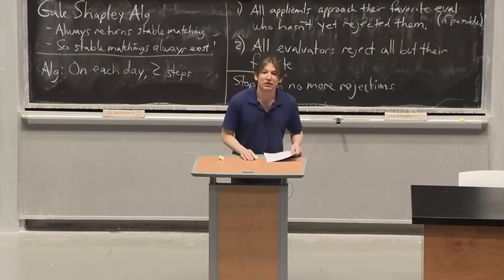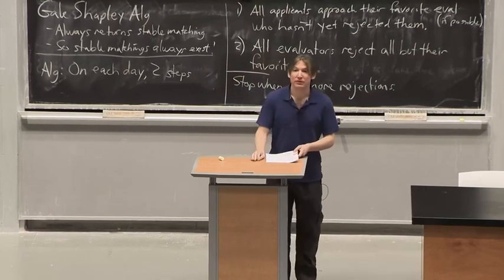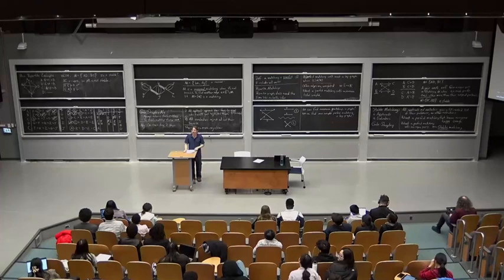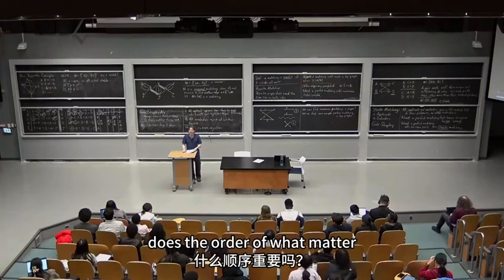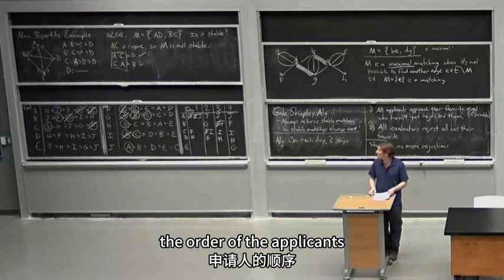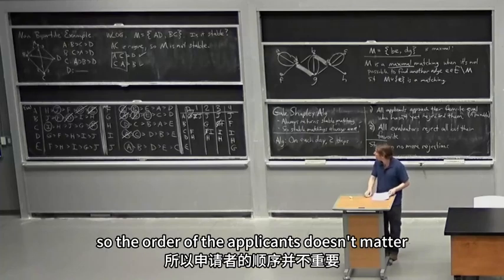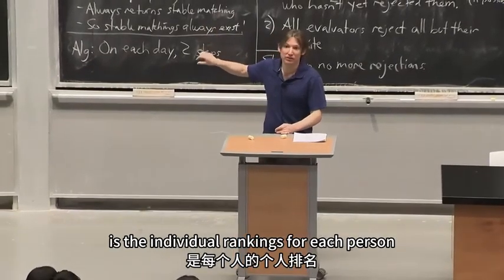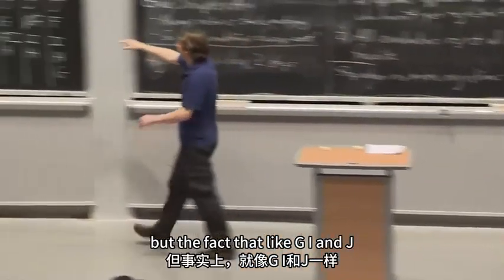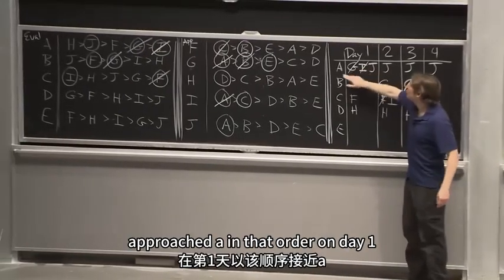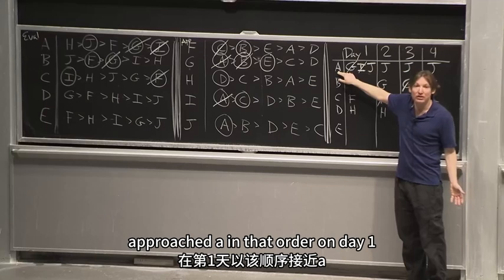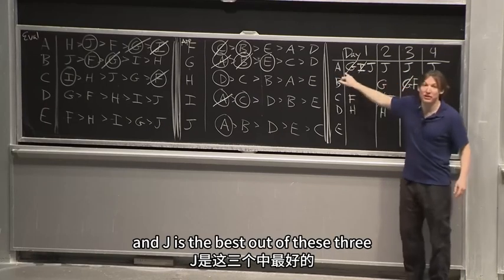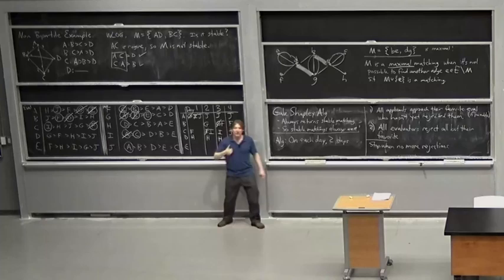Yes? Similarly, does the order matter? Is the way you assign the first day kind of goes based on order? Does the order of what matter? The applicants. The order of the applicants. So the order of the applicants doesn't matter. The only thing that matters for the algorithm is the individual rankings for each person. But the fact that G, I, and J approached A in that order on day 1 didn't matter. All that matters is that these 3 approached, and J is the best out of these 3. Cool, good question.